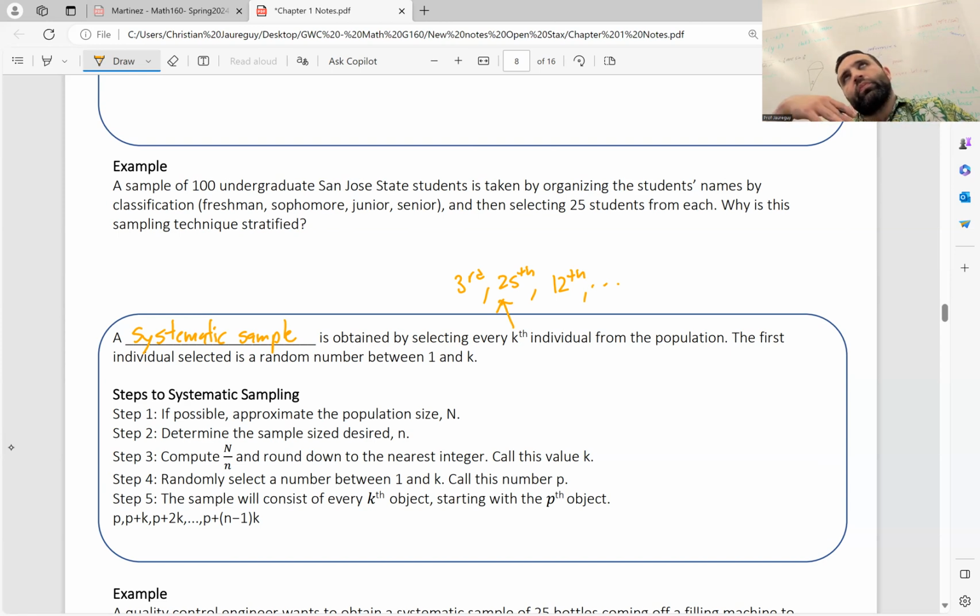So there's a further way to randomize this. If you know you want every 25th, I randomly select one person from the first 25, and then I go every 25 from there, just to truly randomize the situation. It's explained there. For the most part, we can ignore these steps. It's not something we need to memorize or pay attention to, but if you're curious, this is the formal way to do this.